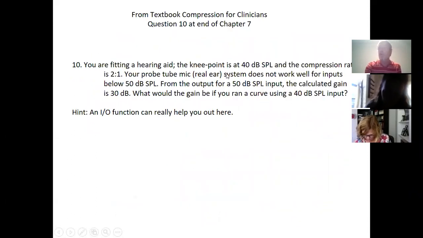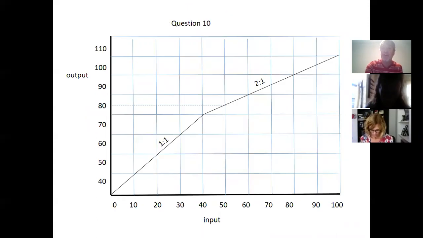Your system doesn't work well for inputs below 50, but from the output for a 50 dB SPL input, the calculated gain is 30. Okay, back to your little picture here. So you're going to draw the next one as 50, because your knee point was at 40. You're already in compression territory, and you're going to go, okay, you'll draw the number 50 here and go up, up, up till you hit your line and go left, left, left. That's why I drew a little dotted line here, and you'll write down 80 because 50 in was 80 out.